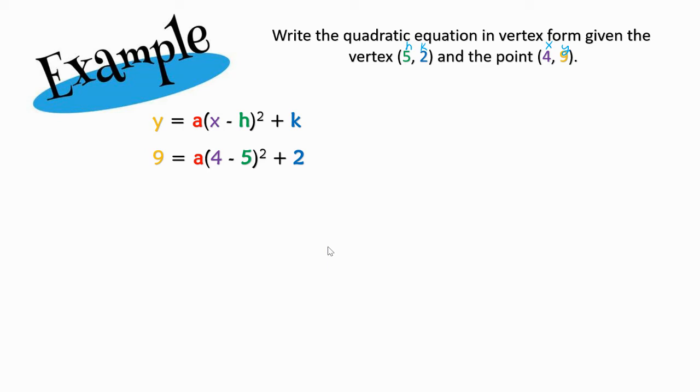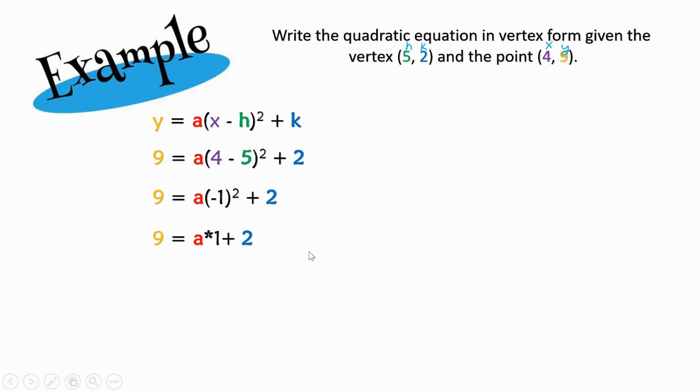And so whenever I get ready to do this, remember PEMDAS, parentheses first. I have 4 minus 5. Well, that's a negative 1, isn't it? And now I have an exponent. So negative 1 squared is a positive 1. So now I have a times 1 plus 2. Now, people usually get tripped up on this part right here, but what you have to understand is this is 1a. It's multiply. You don't divide before you subtract. We got to get rid of this number first.